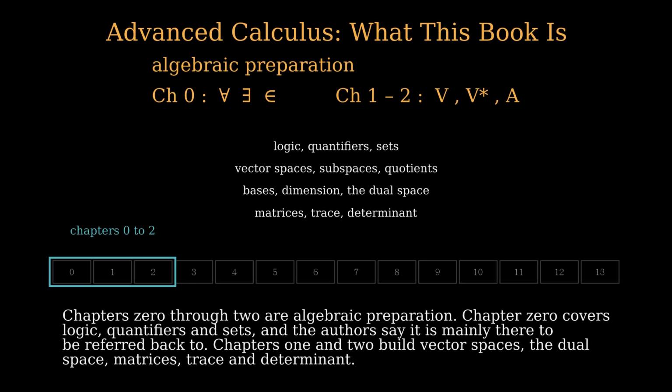Chapters 0 through 2 are algebraic preparation. Chapter 0 covers logic, quantifiers, and sets, and the authors say it is mainly there to be referred back to. Chapters 1 and 2 build vector spaces, the dual space, matrices, trace, and determinant.